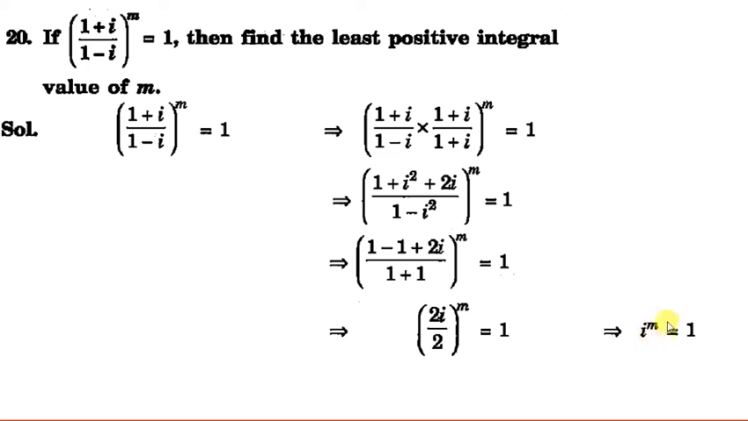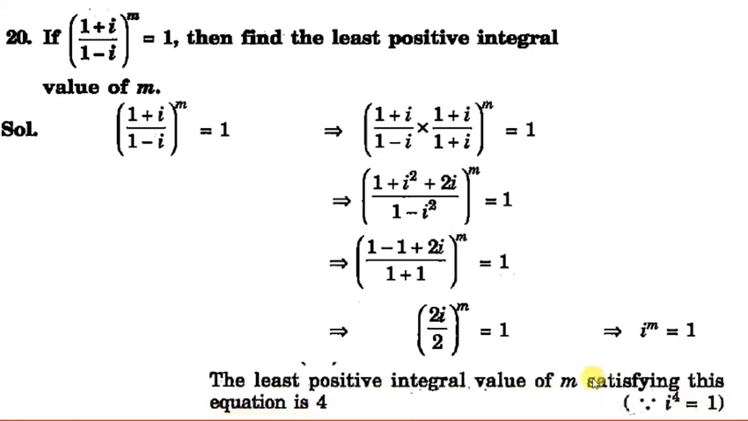अब m की वो छोटे से छोटी वैल्यू कौन सी है जिससे कि ये इक्वेशन हमारी सेटिस्फाई हो जाए, मतलब i की वो मिनिमम पावर क्या होगी जिसकी वैल्यू 1 आए. And that is, we know that it is 4, so m equal to 4.